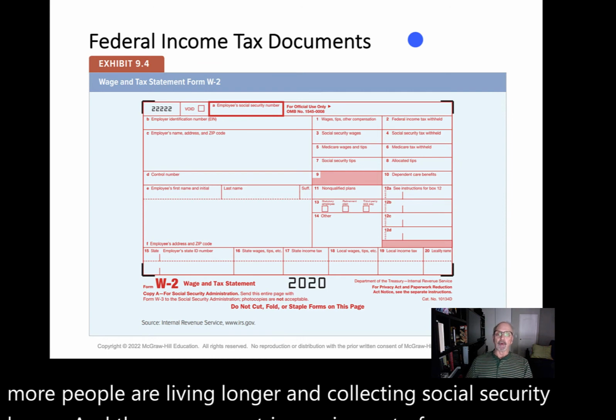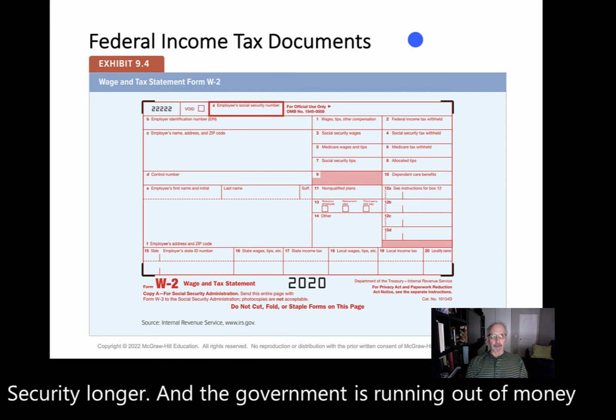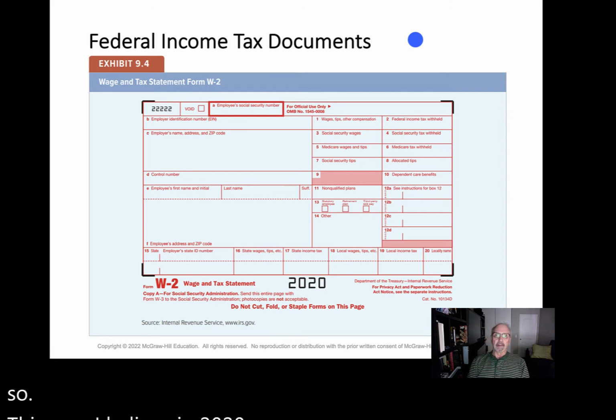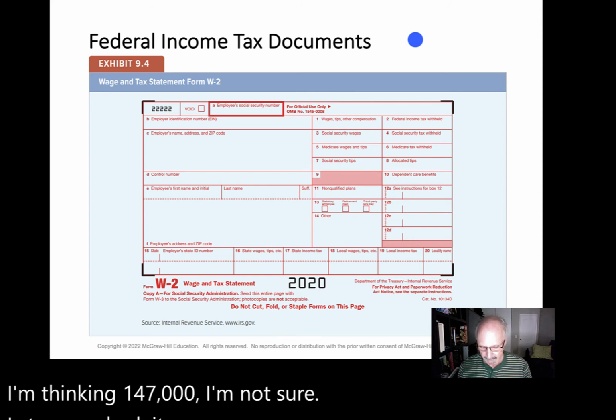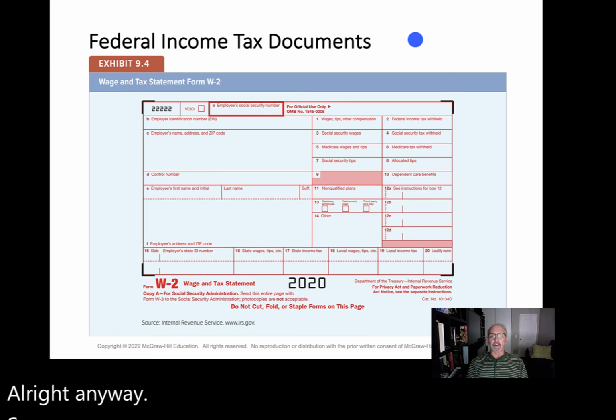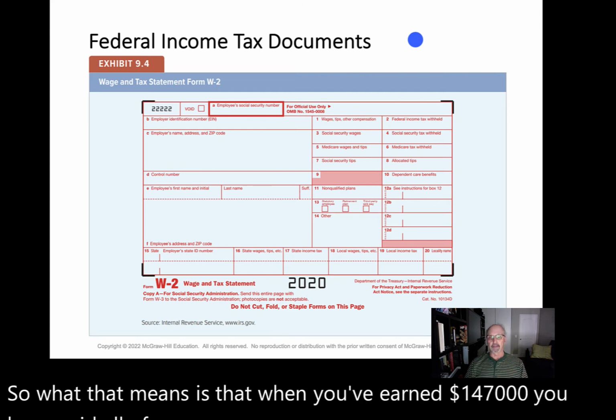So this year, I believe in 2022, the limit for Social Security is 147,000. I'm not sure. Let me go look it up. All right. Anyway, what that means is that when you've earned $147,000, you have paid all of your Social Security tax for the year.